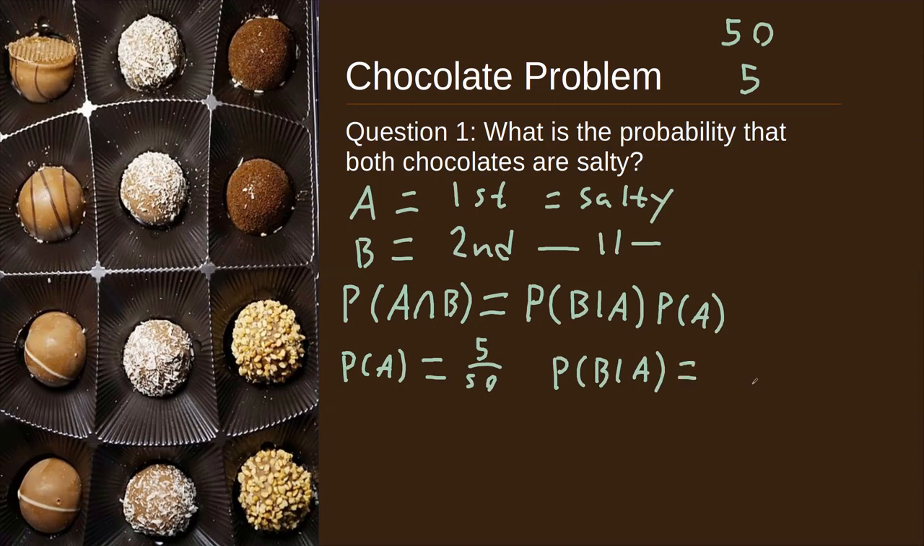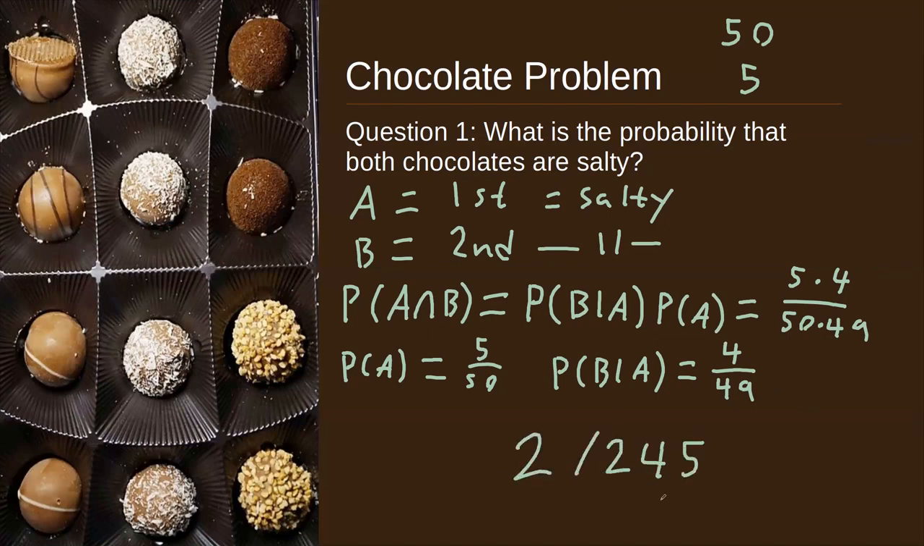And the probability of B given A is also quite simple. If the first chocolate we ate was salty, then there are only 4 salty chocolates left, and inside of the box there are a total of 49 chocolates. So we have a 4 in 49 probability that the second chocolate is salty, given that the first one was salty. And now we see that their product, 5 times 4 divided by 50 times 49, is the probability that we desire. And this we can simplify, and we see that the answer is 2 divided by 245. So this is the probability that both the first and second chocolate are salty.